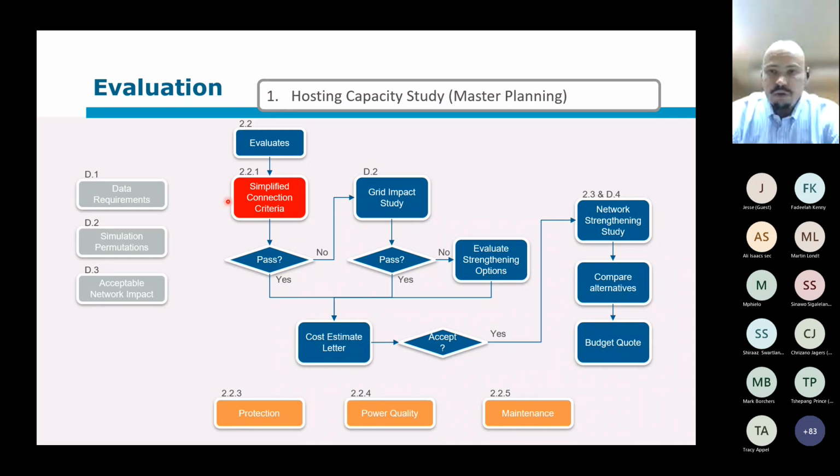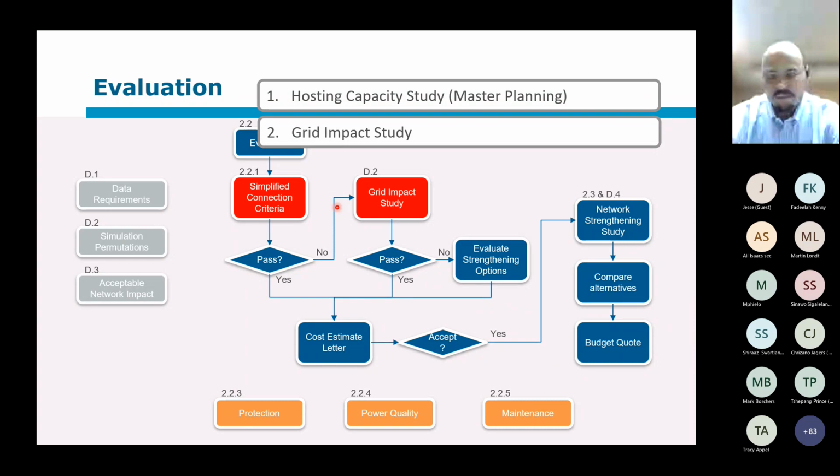Now, I think very few distributors have this information already. So you would actually just say, no, we don't pass it. So now you have to do the detailed grid, do a proper grid impact study. Once you've done this, it'll either pass or not. If it passes, which means that it meets all this acceptable network impact criteria, okay, let's do a cost estimate letter.